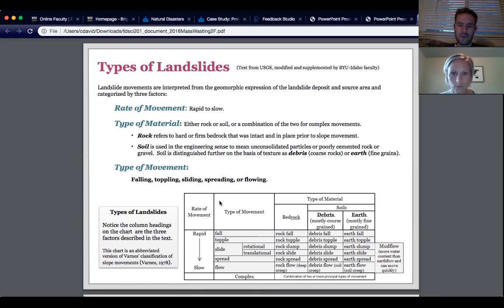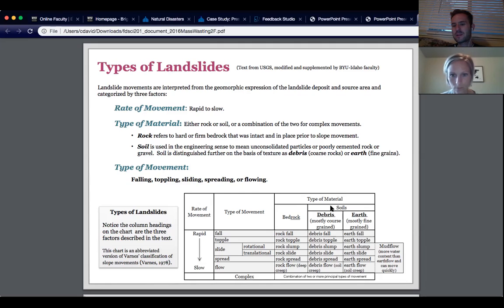So here on the far left you've got the rate of movement. How quickly does it move? How quickly does it fall? So you've got fast down to slow. And within that, over here, you've got the type of movement. So falls, which move really fast, makes sense. Topples, slides, spreads, and then flows. Flows move the slowest. And then the rock type you've got here.